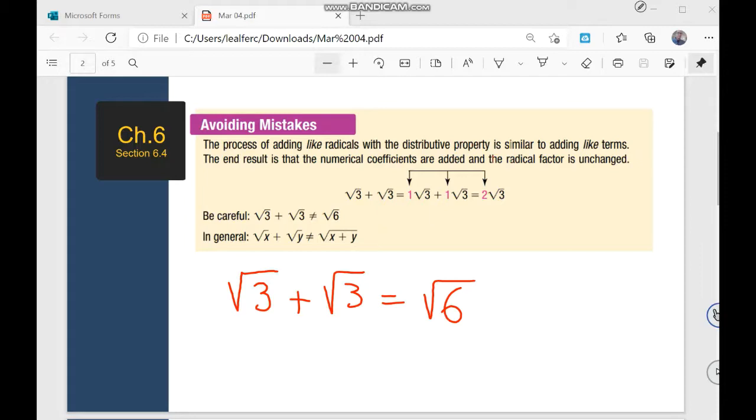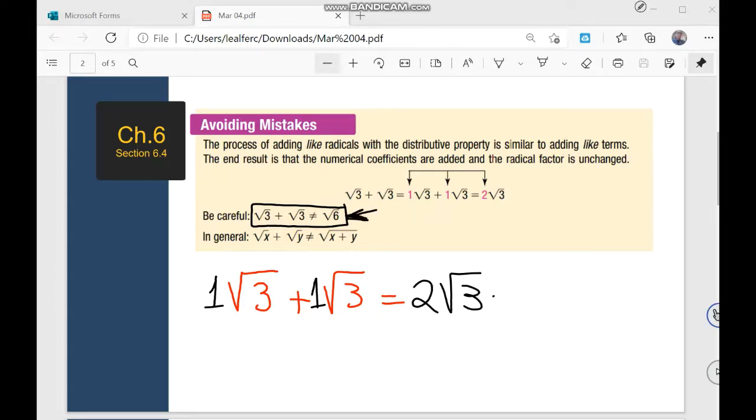Right? Wrong! This is not right. Don't do this, okay? Square root of 3 plus square root of 3 is different from square root of 6. It's not the right answer. The right answer here is going to be, you just have to add the coefficients, so the number in front of the like radical. 1 and 1, 2, square root of 3. So avoid these silly mistakes.